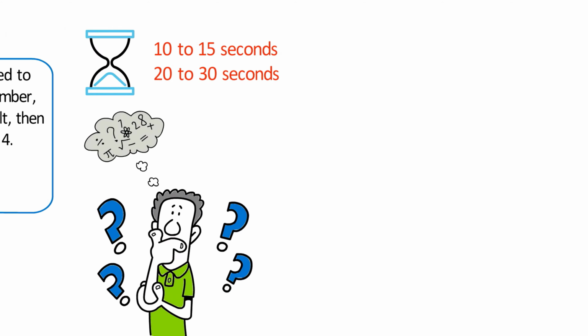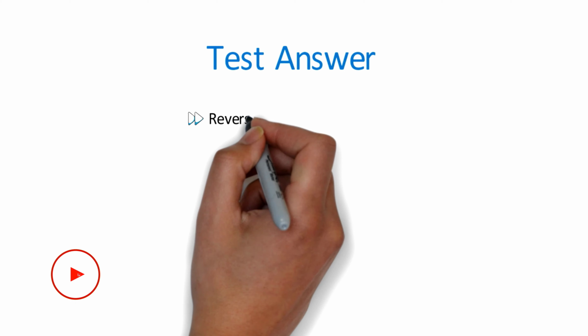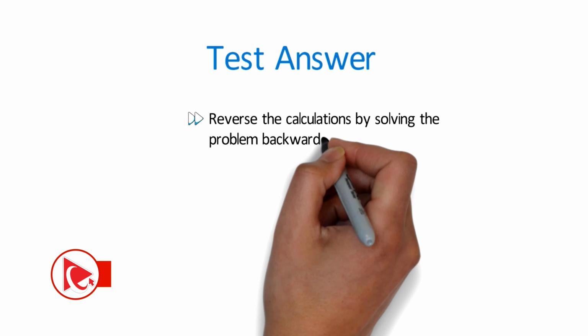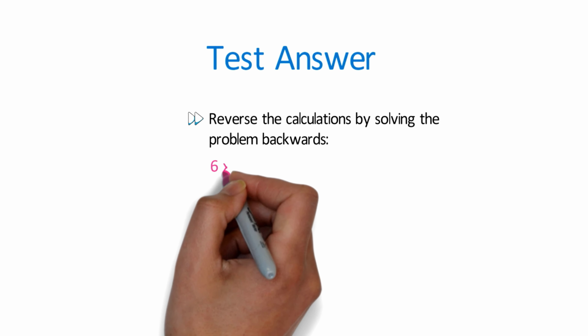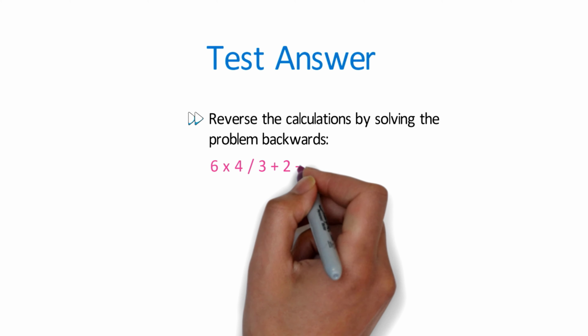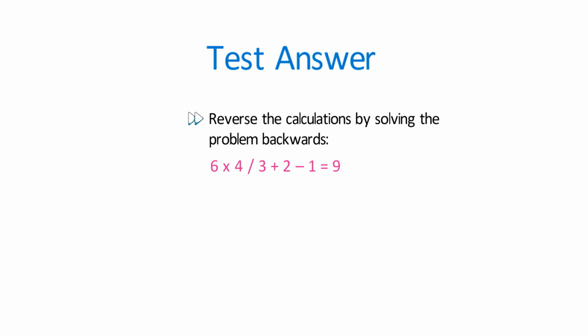these types of challenges. The best way to solve these types of challenges is to reverse the calculation by solving the problem backwards. So what we can do, we can multiply 6 by 4, then divide by 3, add 2, and subtract 1. And the result of these calculations is 9.